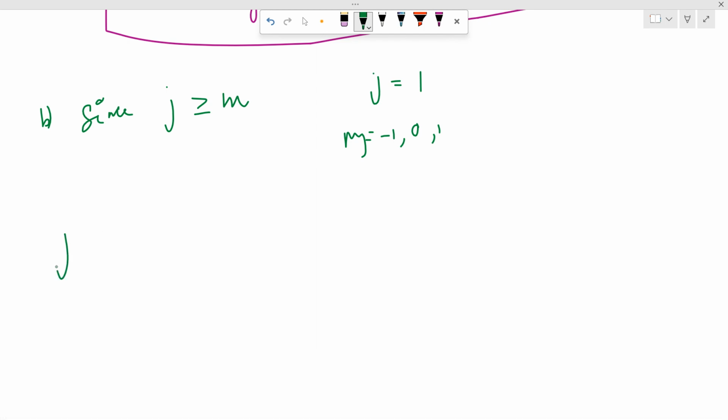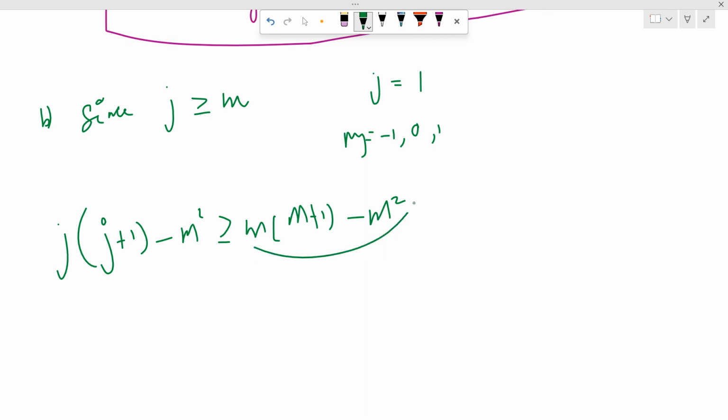Right? So we have j into (j plus 1) minus m square, isn't it? Which we can say is greater than or equal to m into (m plus 1) minus m square. Can I write like this? Because j is greater than or equal to m. That's why j into (j plus 1) minus m square is greater than or equal to m into (m plus 1) minus m square. If we calculate this one, we can write it as m square plus m minus m square, which is equal to m.